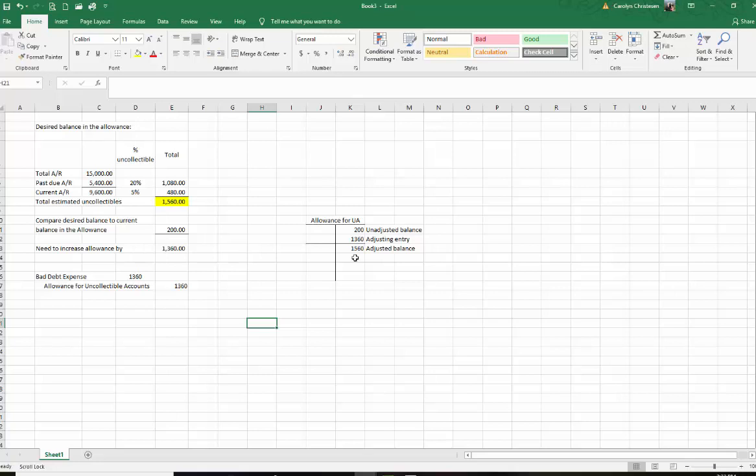I hope that helps. If you're having trouble with that assignment, this calculation can get a little bit tricky and it's a little different than some of the other things that you saw.